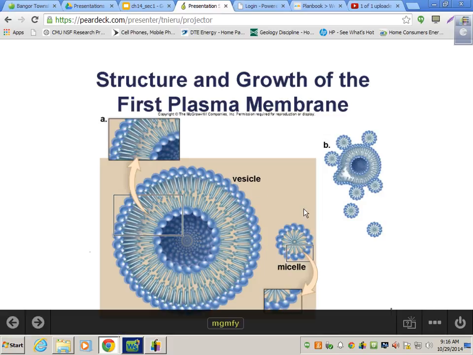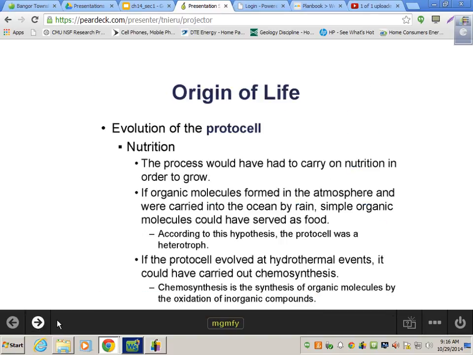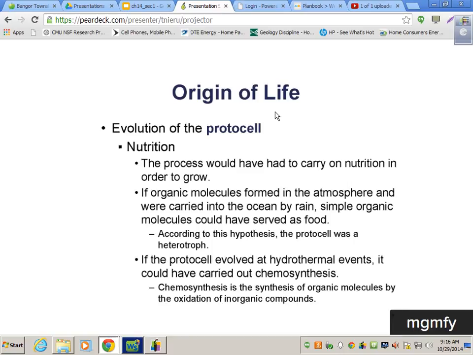So these micelles, even simpler, right? We're talking about a micelle having those single-tailed structures, which could have also, and they do, break off of these fat bubbles as well. Okay. Try to have that conversation with the average Joe on the street. That doesn't work. No. So, evolution of the protocell.